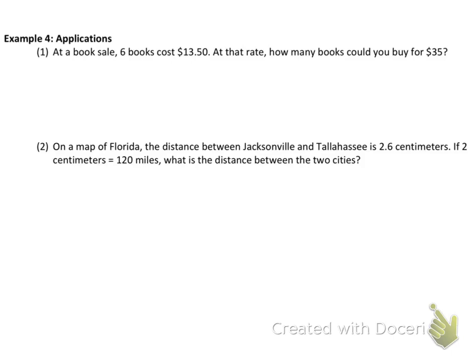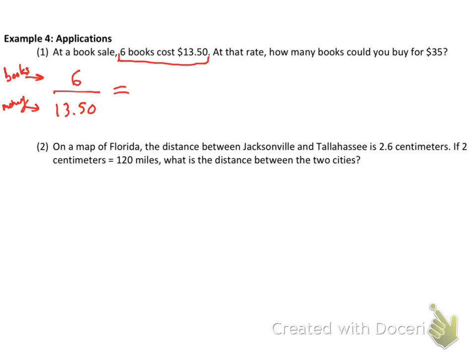So at a book sale, 6 books cost $13.50. At that rate, how many books could you buy for $35? So when you set up a proportion using application problems, you want to look for the ratio that you know. You know 6 books cost $13.50. In this ratio, the top is books, the bottom is money.